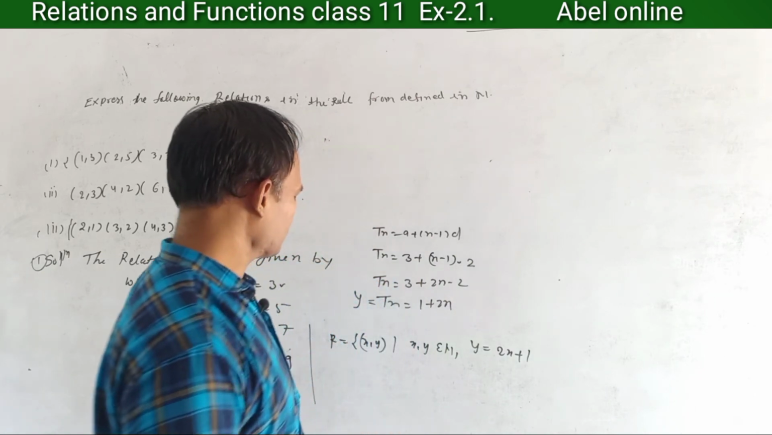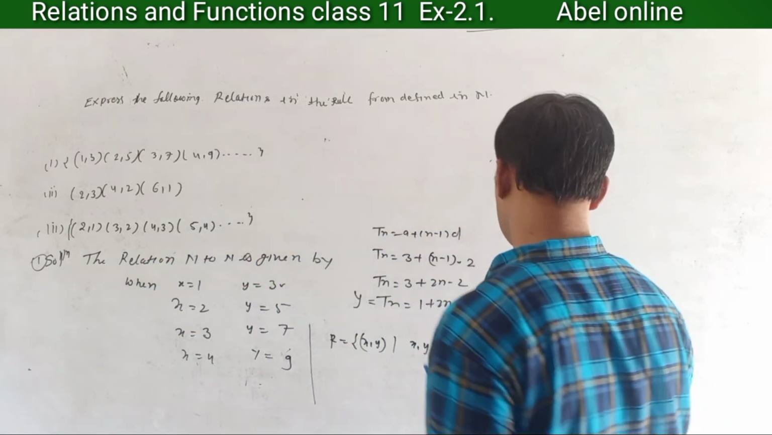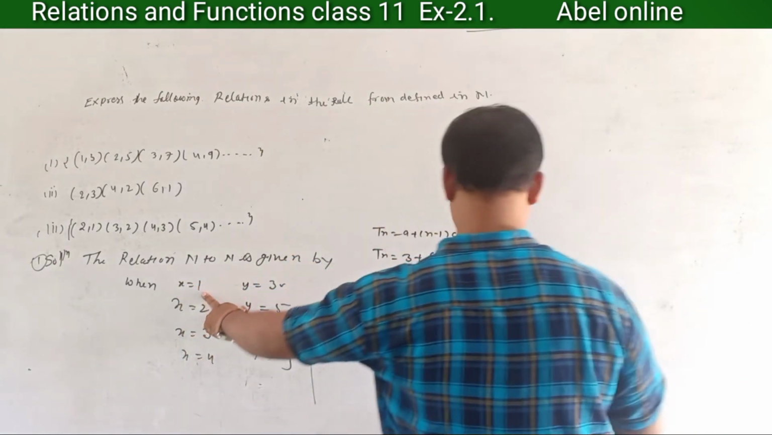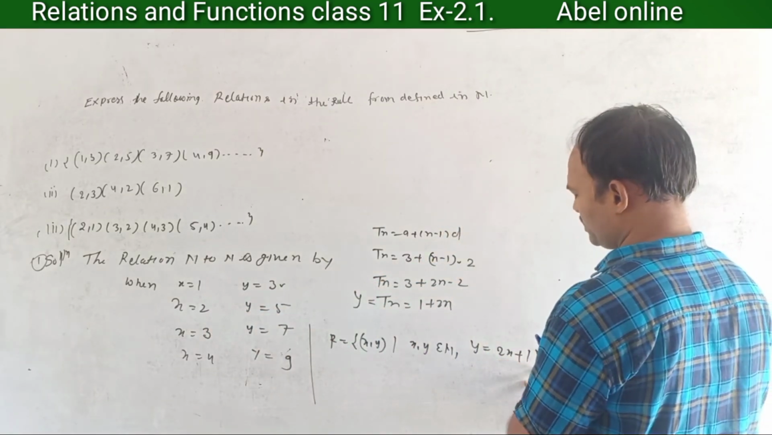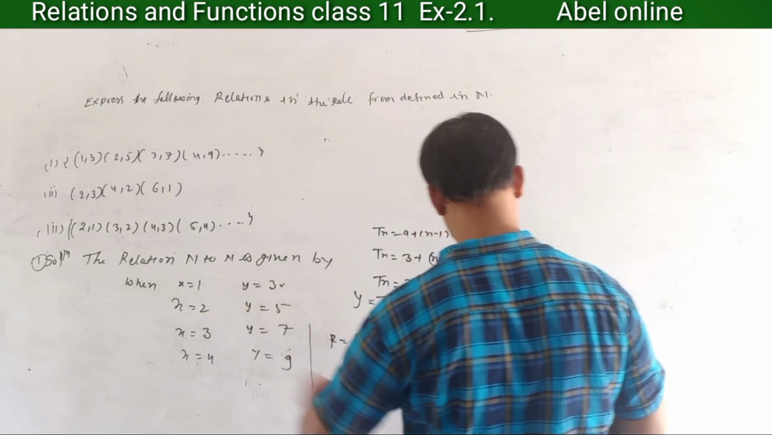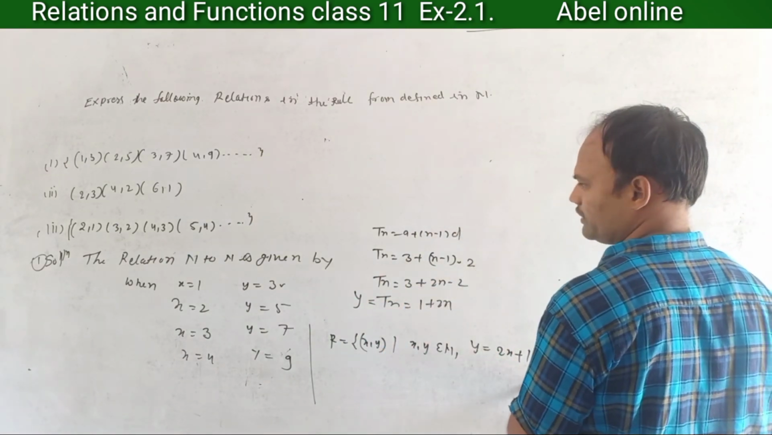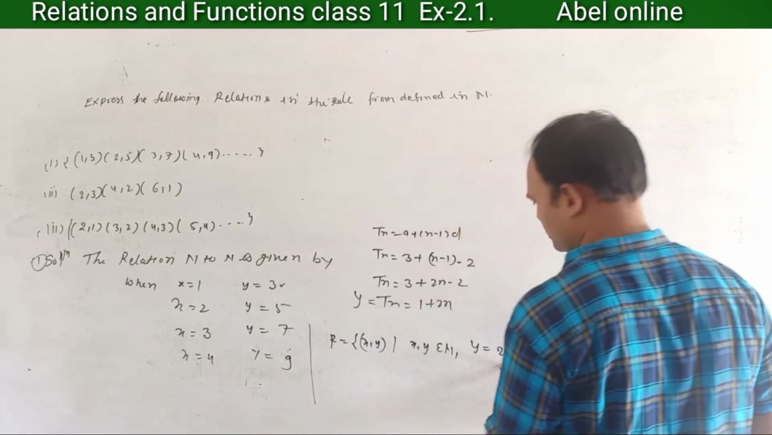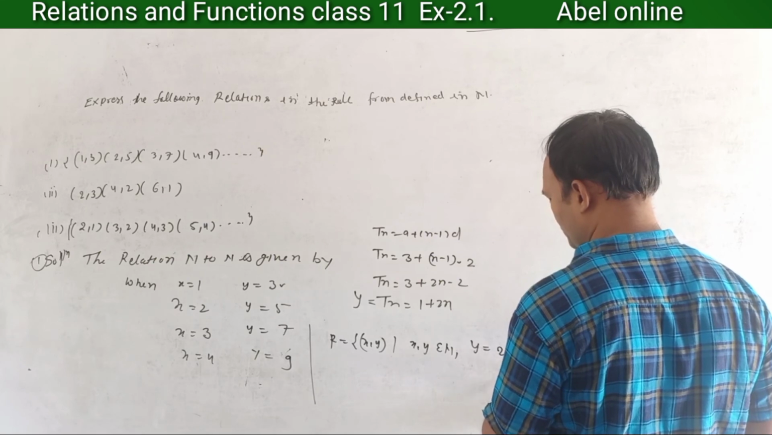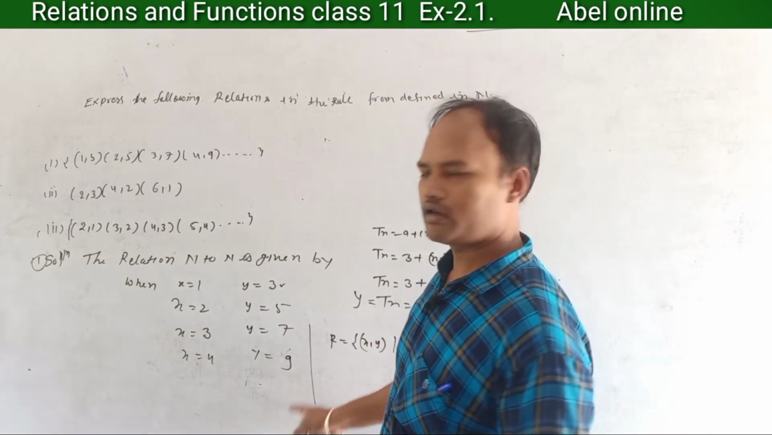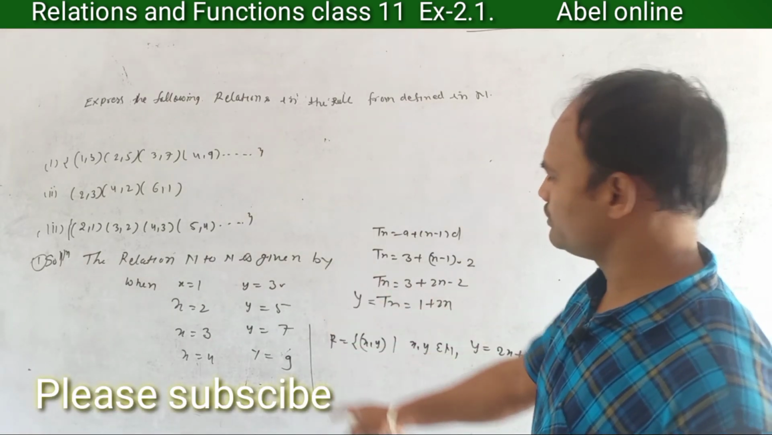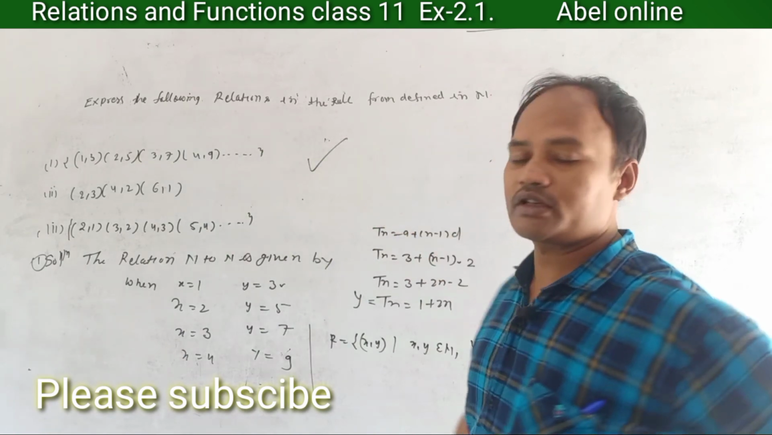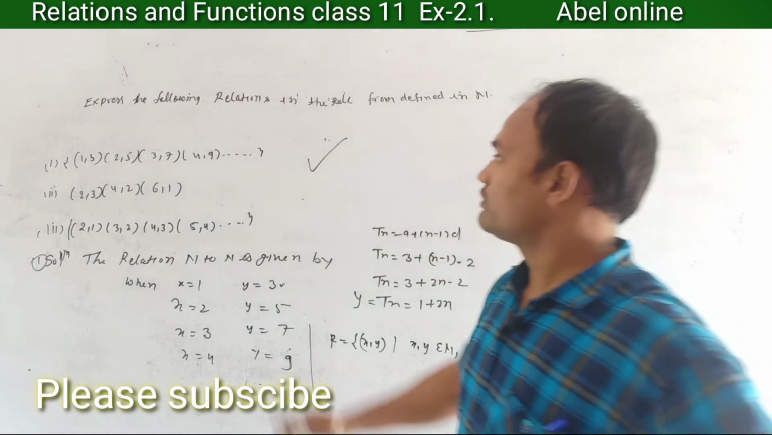So this is the relation between them. When we put 1, it is 2 into 1 plus 1, which is 3. Put 2, it is 2 into 2 plus 1, which is 5. Put 3, it is 2 into 3, which is 6, plus 1, which is 7. Put 4, it is 4 into 2, 8 plus 1, which is 9. So we can say that this rule follows the values. By this way we can find the value of a relation. So we have to give a statement related to this relation.